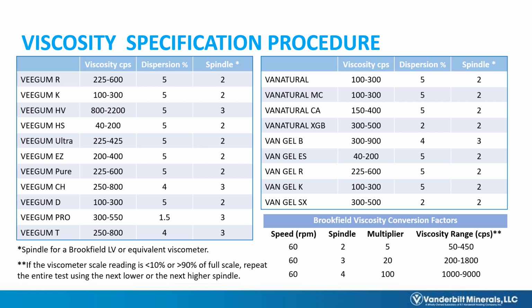This table shows the specification range, specification testing concentration and viscometer spindle for each product. This information was collected from the specification sheet for each grade. The last column lists the spindle for the LV or equivalent Brookfield viscometer operating at 60 rpm. If the viscometer scale reading is less than 10% or greater than 90% of full scale, repeat the entire test using the next lower or the next higher spindle.